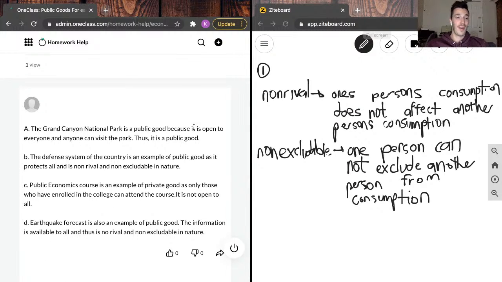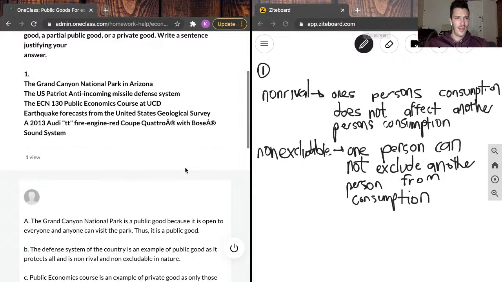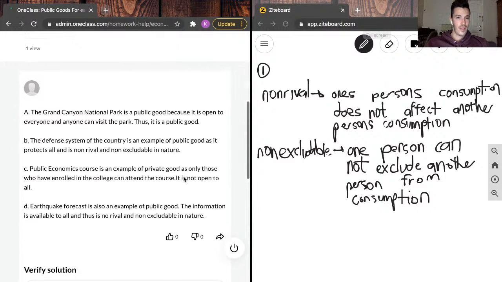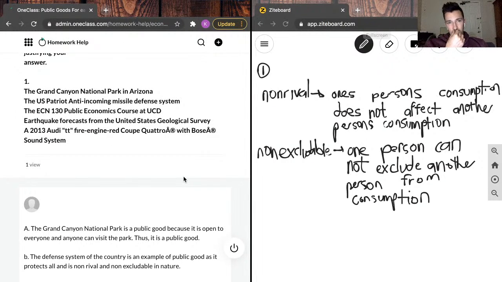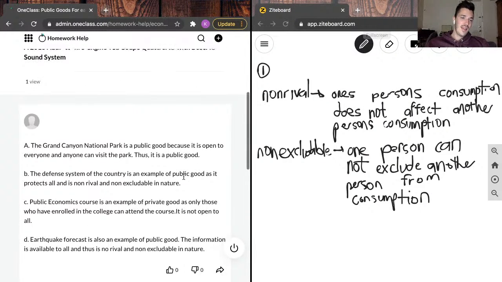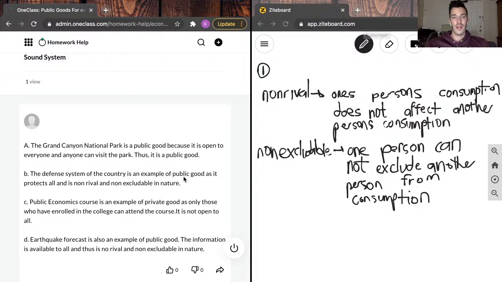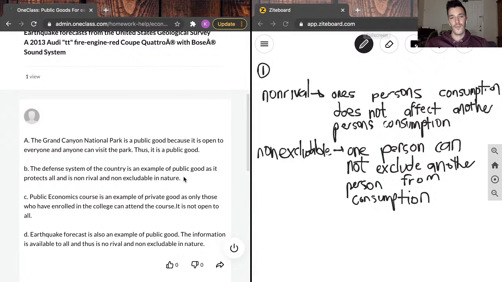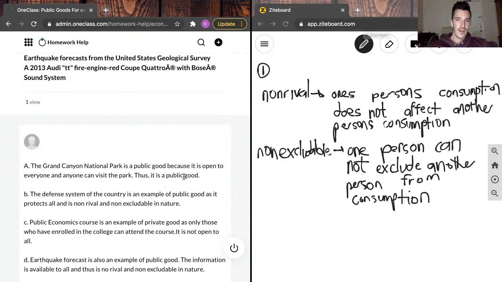Junior tutor has said that earthquake forecast is also an example. Oh, sorry, I skipped one. Earthquake forecast from the United States Geological Survey. They said that earthquake forecast is also an example of a public good. The information is available to all and thus is non-rival and non-excludable in nature. So me hearing the earthquake forecast doesn't take away from your ability to hear the earthquake forecast. Therefore, it's non-rival. And I can't stop you or anyone else from listening to the earthquake forecast because it is broadcast on a radio station that anyone can access.